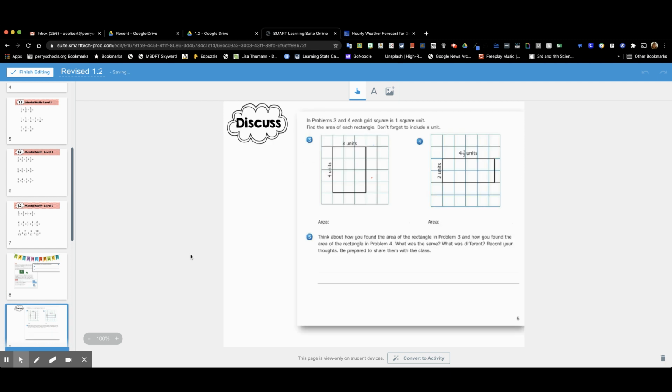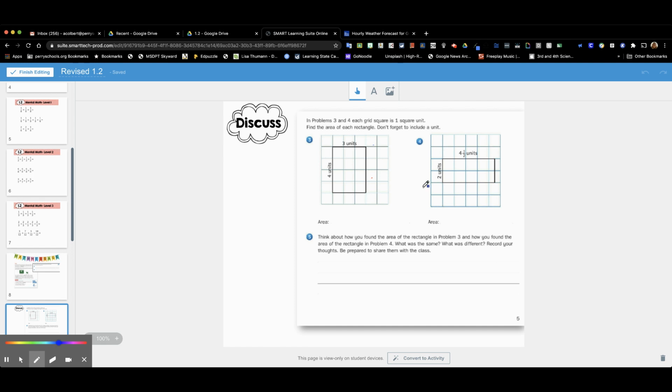So for this, we've got problems 3 and 4, and you can see that we're on page 5 of our math journal. Find the area of each rectangle, and don't forget to include a unit. You can see that they have put this on some grid paper for us. I'm going to talk through number 4 because it does include that half unit, and we're not quite ready for those yet. We haven't practiced with that. So I'm going to show you this here.